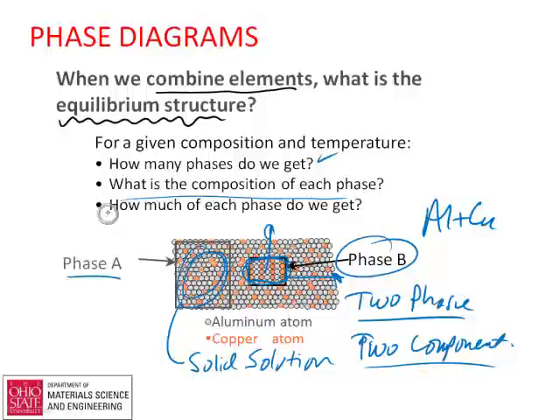And then you also ask the question, how much of each phase do you get? In this case, you see this is the only region of phase B. So yeah, this may be about 10%, 15% phase B, the rest of it phase A. And if you're describing a microstructure, those are some of the key questions that you'd really like to be able to answer.